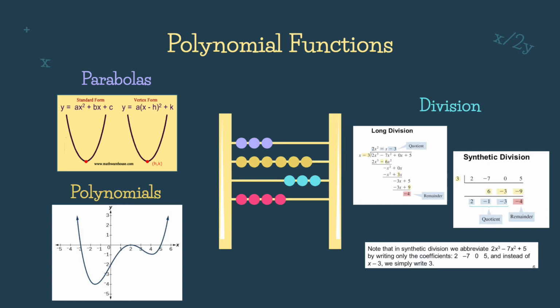Polynomial functions like parabolas are expressions such as x squared minus 3x plus 5. The graph of a polynomial function is continuous with no breaks, holes, or gaps, and has only smooth, rounded turns. To divide a polynomial by another polynomial, we use long division, and to divide a polynomial by a binomial of the form x minus k, we use synthetic division. See the examples for each.